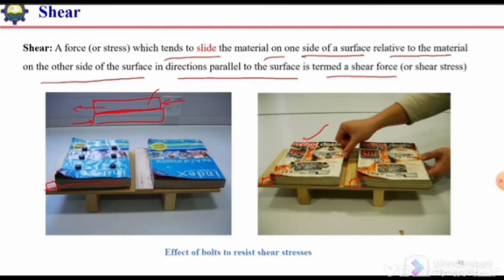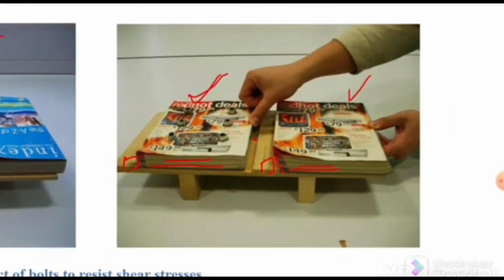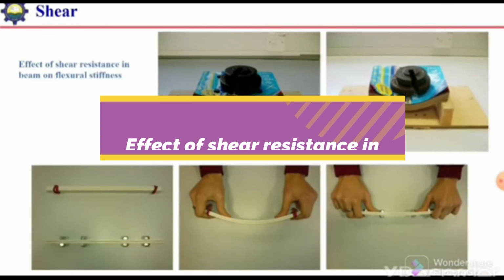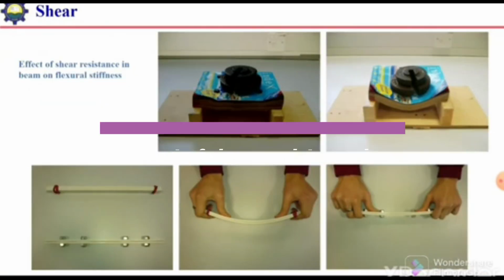In the first case, where we have provided the bolts, under the application of load there will be no slide between the pages. But in the second case, with just a small force, the pages will slide over each other and move relative to each other. So here we have shear resistance, but in this case we do not, and the force that we applied has caused the sliding between the pages. This type of force is termed shear force, and the resistance provided by these bolts is the shear resistance. Next, how does this shear resistance affect the flexural stiffness of a beam?